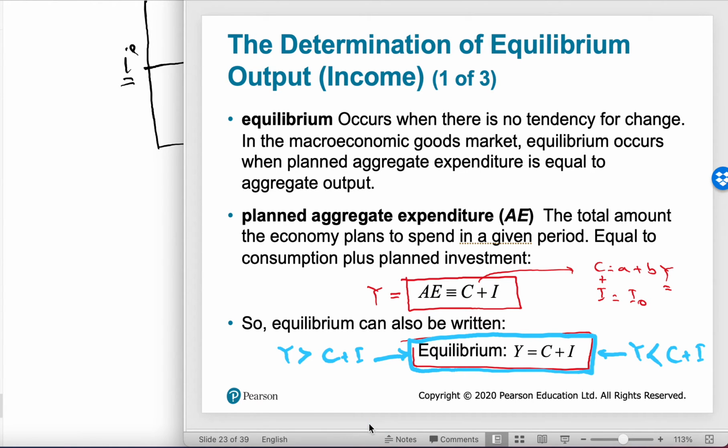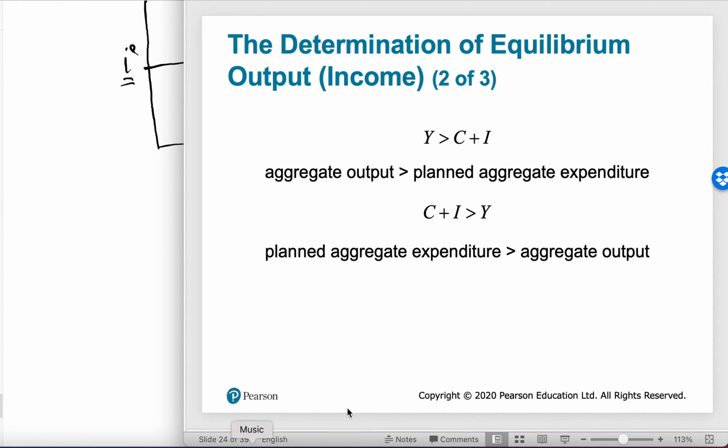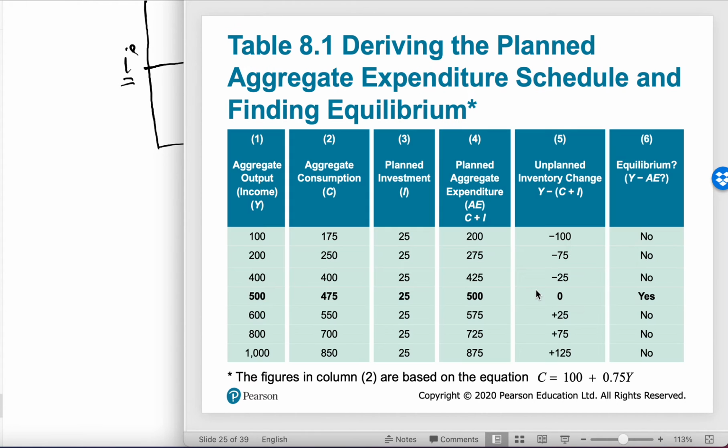So disequilibrium is when aggregate output or aggregate income is bigger than or smaller than aggregate expenditure. I told you that there are three ways. Number one is the tabular form or schedule.